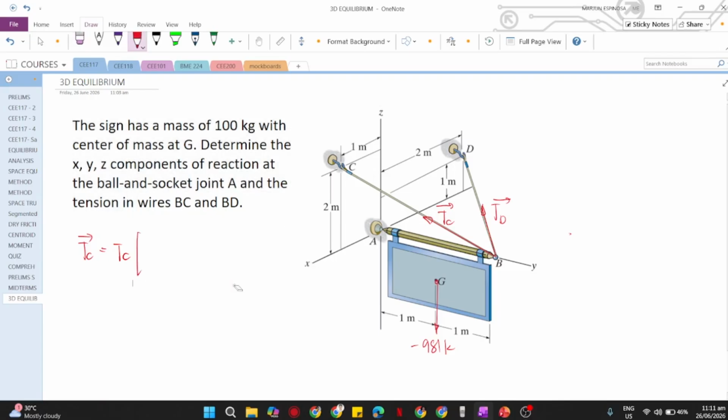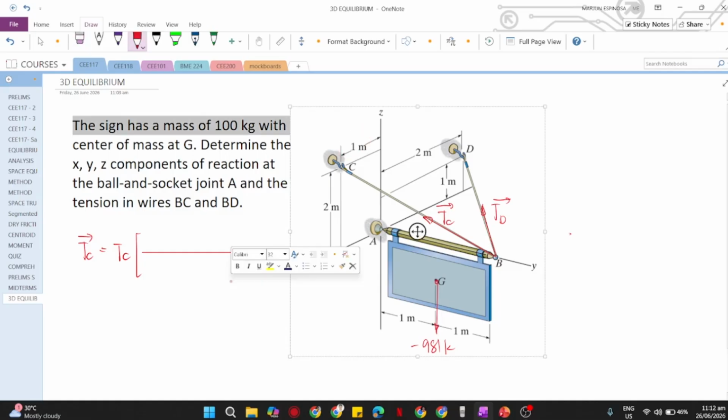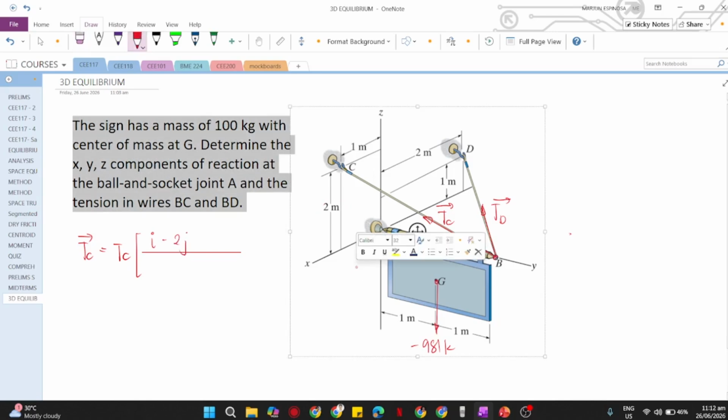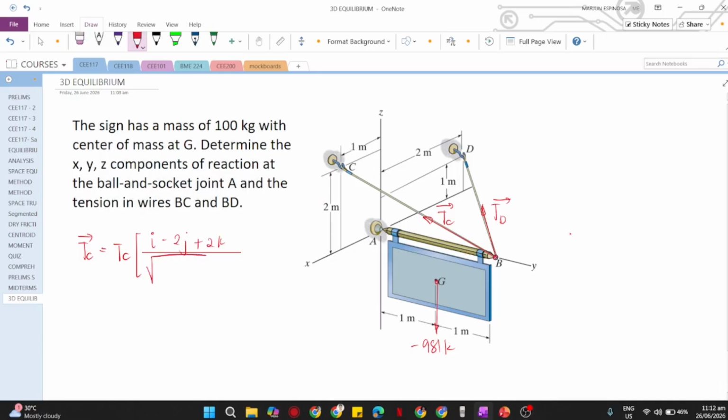and then we need to determine muna the unit vectors, no, from B to C. So that is along X, that is 1 meter. So that we have here positive I. Along J, that is 2 meters from B to C. So that is 2 meters. Ito yun. So that is negative, sorry. So that is negative 2. Okay, negative 2J. And then for K, we also have 2. Okay, so positive 2K.